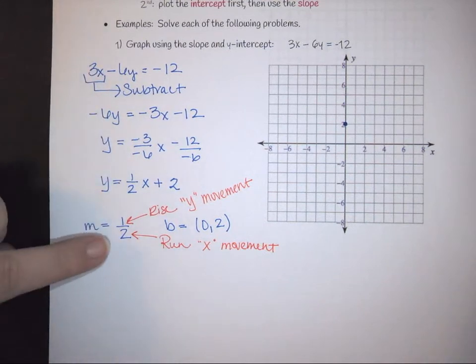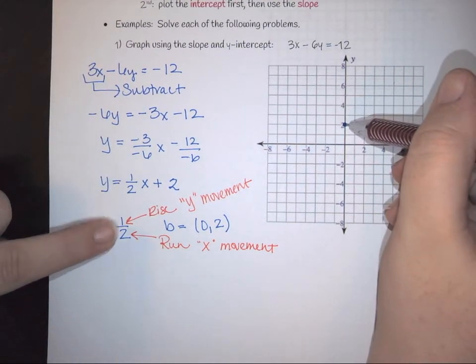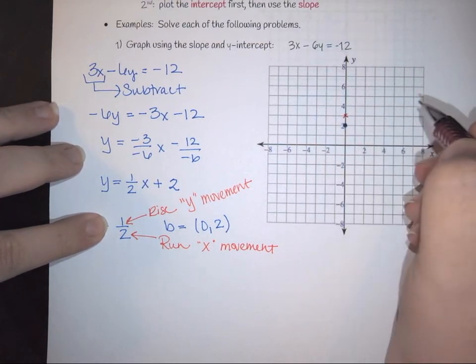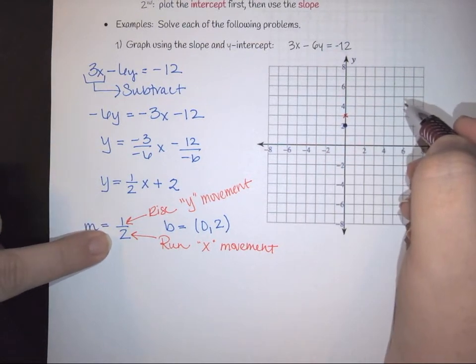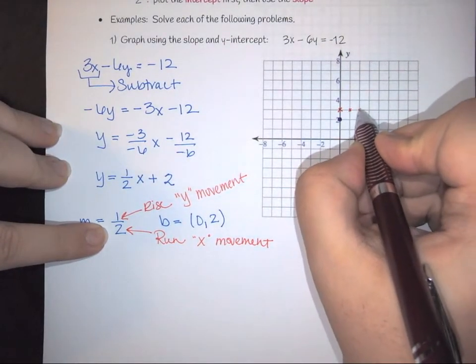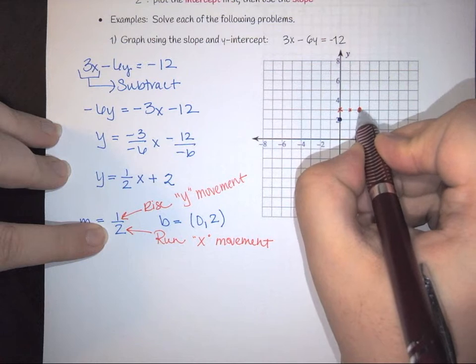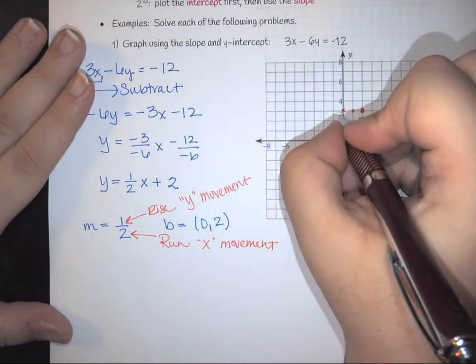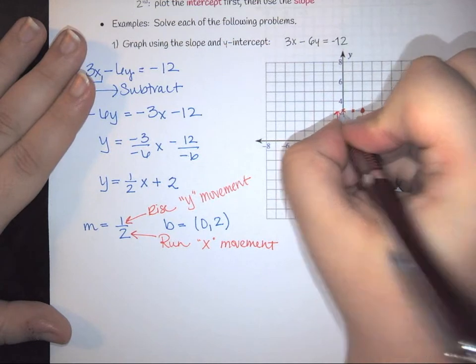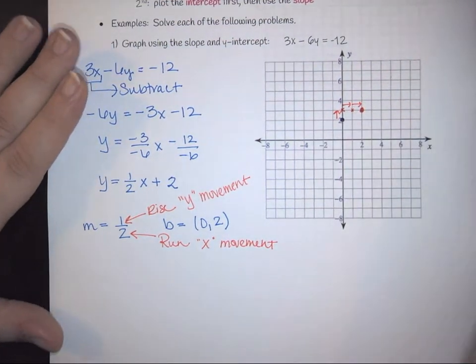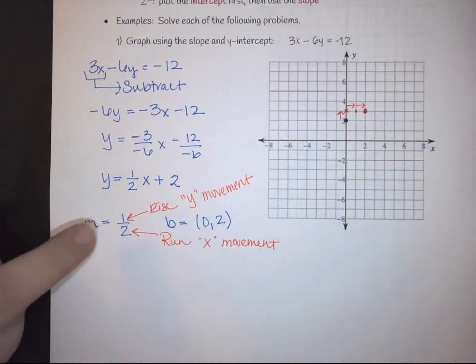So in this case, starting from my point, I'm going to rise 1, so I'm going to come up to here, and then I have to run twice, so once, twice, and here is my secondary point. Okay, so again, we did a rise movement once, and then we had to do 2 runs, rise over run.